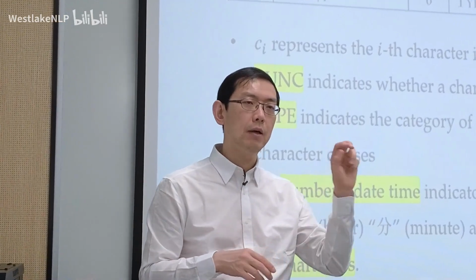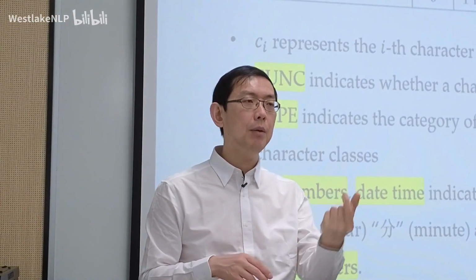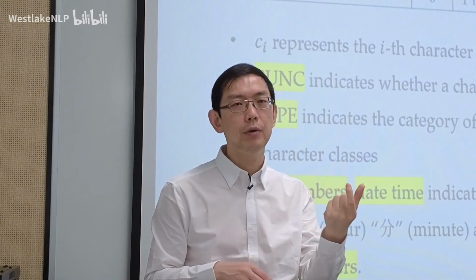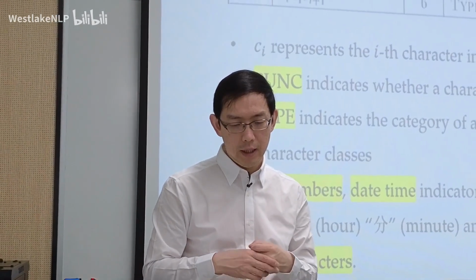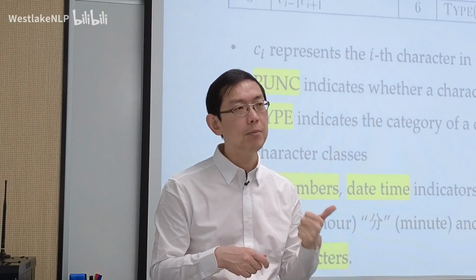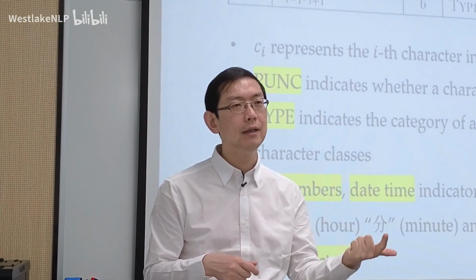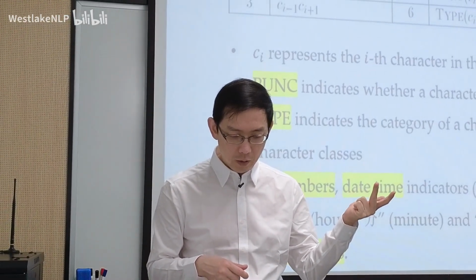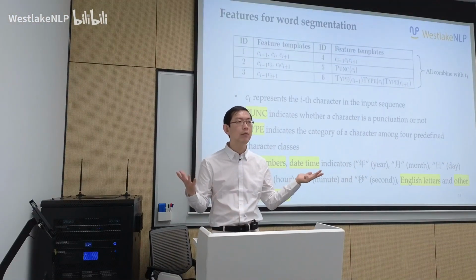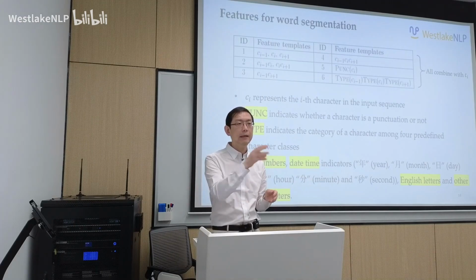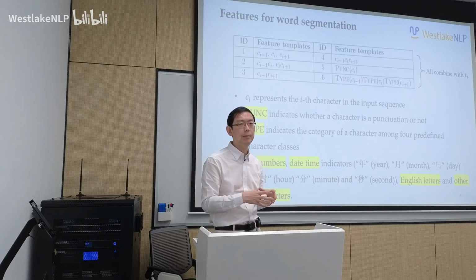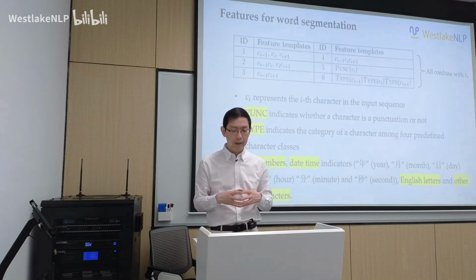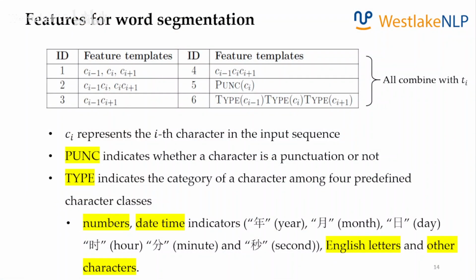And on top of that, you could also have overlapping features. For example, you know the current character is this, and you have a type feature, whether the current character is a punctuation or not, and whether the current character is a number or a date denoter or time denoter or English letter or whatsoever, right? You have these category labels which help you better capture the patterns. And when you define this, this is called feature engineering. This is what students did before the 2010s.